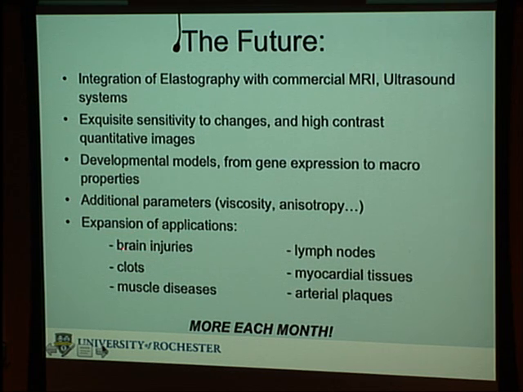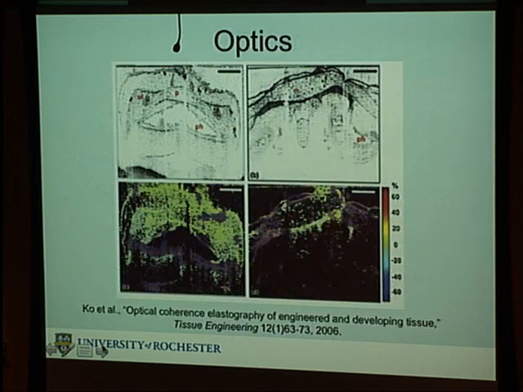And then there are other things: early brain injury, clots, determining whether a clot is a new clot or an old clot makes a big difference in terms of the treatment. Diseases of the muscle, evaluation of the lymph nodes for a variety of things, including sentinel node, looking for early stage cancer involvement in the lymph nodes, a lot of myocardial tissue applications, and so forth. So it's a very, very dynamic and rapidly moving area.